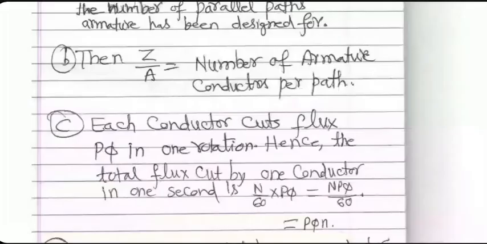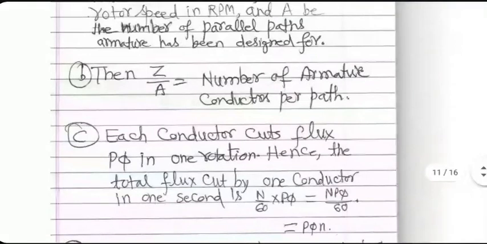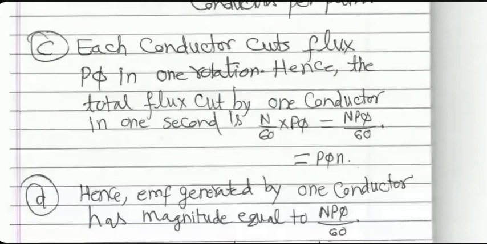Now, each conductor cuts the flux. The total flux is P phi, right? Because phi is the flux per pole. Total flux is P phi, assuming that leakage etc. is negligible, we can say that the total flux cut in one rotation is P phi by one conductor.